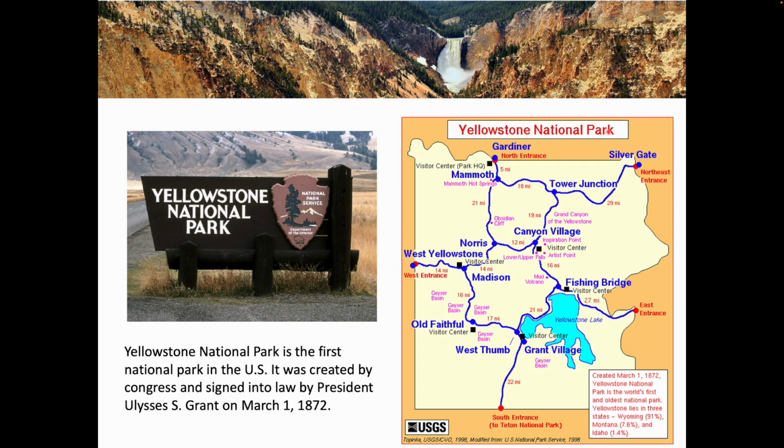Let's start with Yellowstone National Park. It is the first thing in the United States that is called a national park. It was created by Congress and signed into law by President Ulysses S. Grant on March 1st, 1872. So Yellowstone's been around for a long time, 153, almost 54 years at this point.